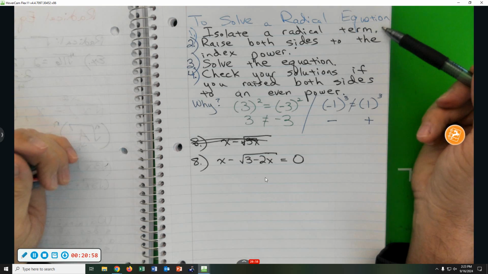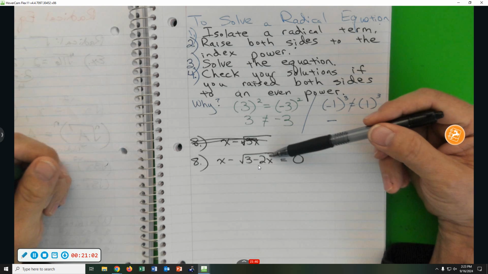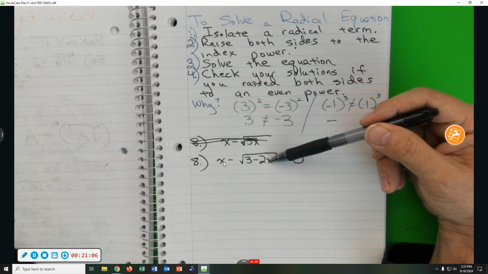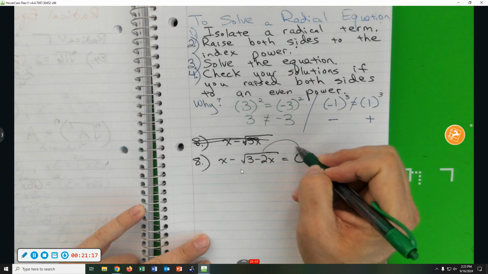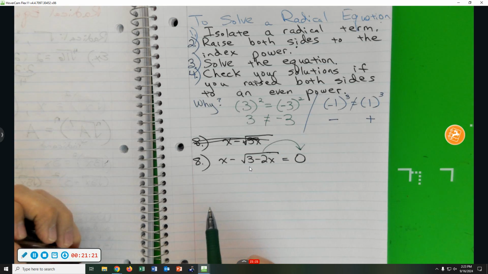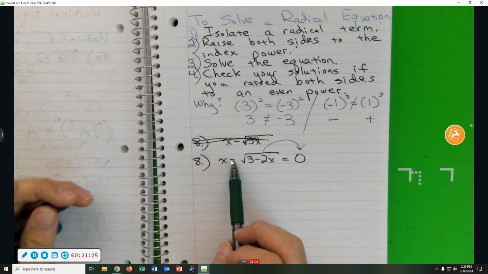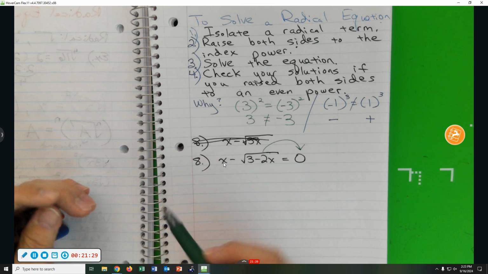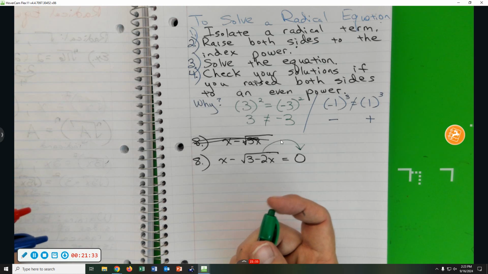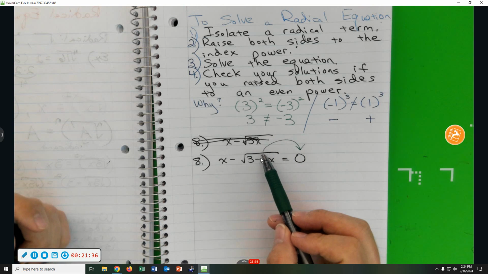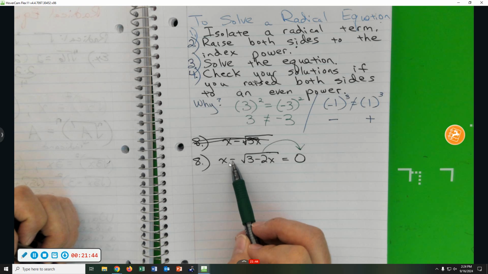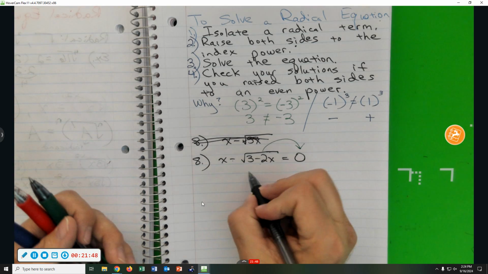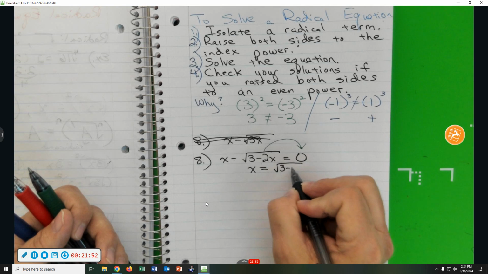Before we do that, isolate a radical term. Here's the radical term. Is it isolated already? Isolated means it's by itself on one side of the equation. I think the easiest way to isolate this radical is to pick it up and move it over. I want to make sure that when I pick up an x squared, I have a positive coefficient. When I move that over, it gets the radical by itself and makes the sign in front positive. So we're going to have x equals the square root of 3 minus 2x.